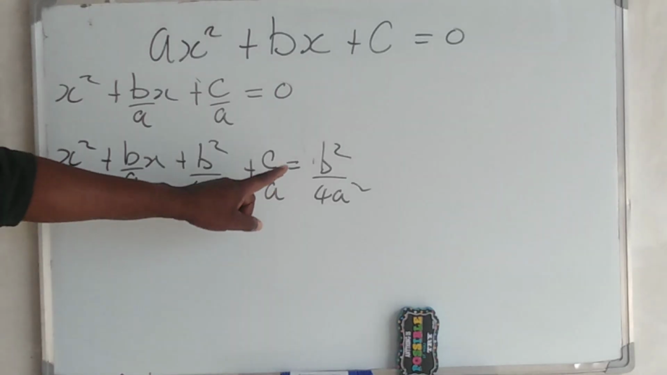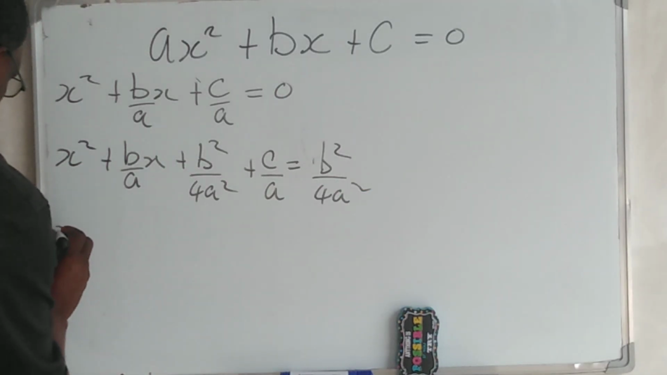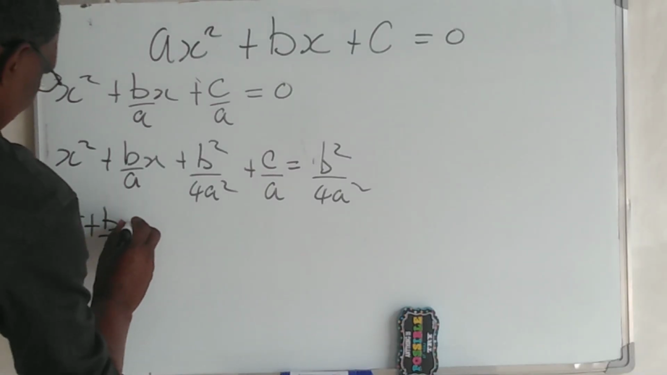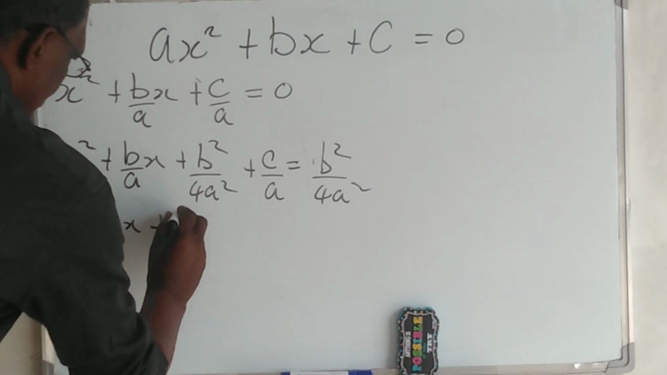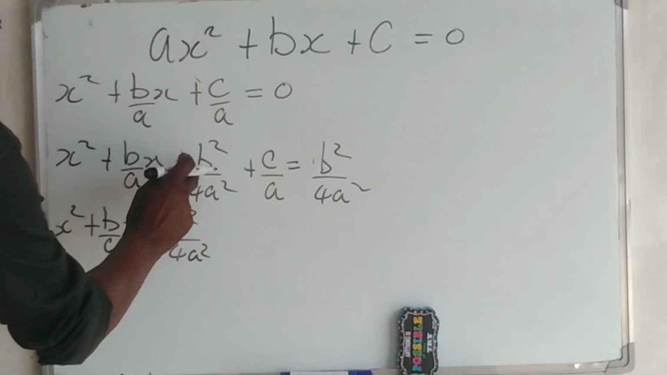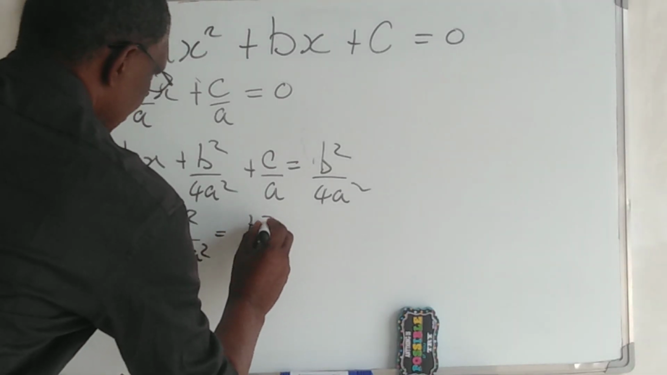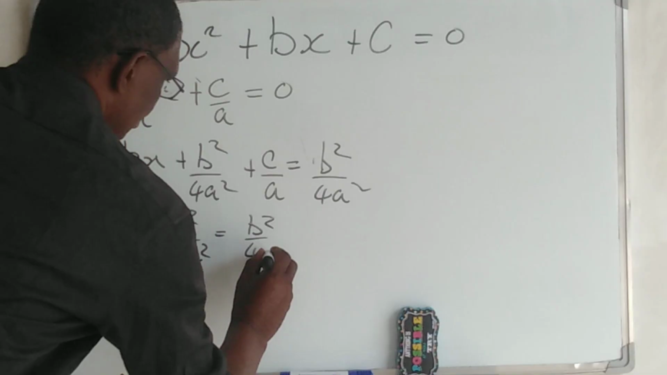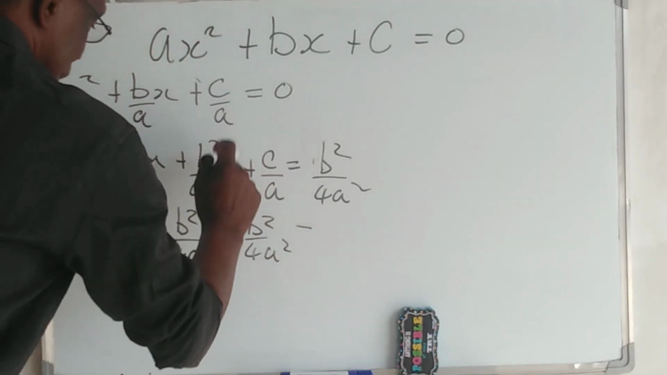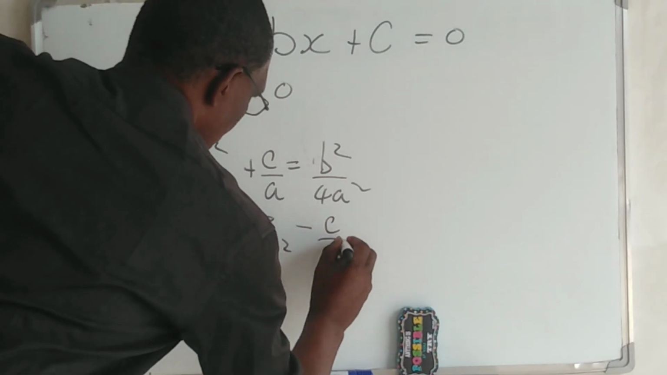Let's take this term here to the other side. We will get x squared plus b over a x plus b squared over 4a squared. This one here is now equal to b squared over 4a squared minus, this turns negative when it crosses the equal sign, c over a.